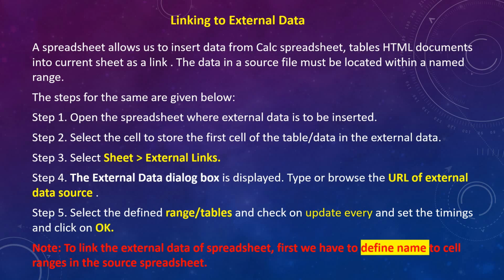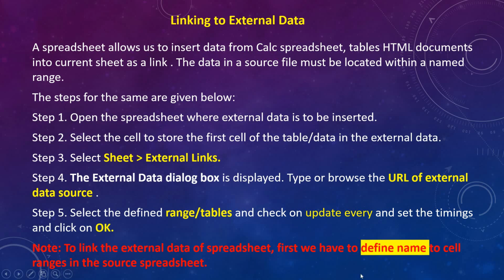So linking to external data. We have linked to external data, which means we can link to a Calc spreadsheet, or we can also link to HTML documents. I've used the cbseacademic.nic site, under which HTML tables are there. We have linked those tables and if there are any changes, the changes will appear in my spreadsheet. Second, we have done linking to a different spreadsheet. Whenever we make changes in the source file after linking, it will be reflected in the destination file within a set number of seconds.